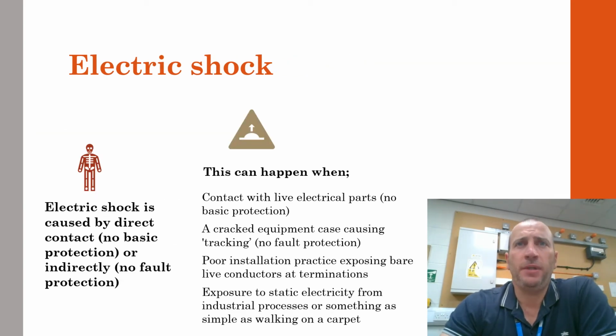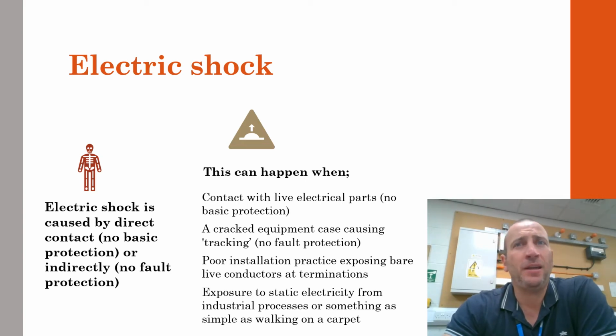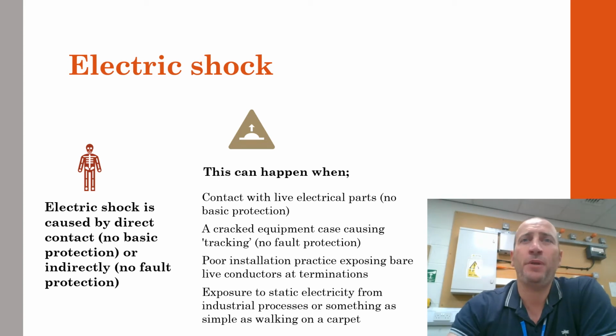Electric shock is caused by contact with live parts. This usually happens when basic protection is missing or damaged, allowing direct contact with live parts. It could also happen by indirect contact. This is when fault protection is missing or it's inadequate, exposing people to shock from parts that have become live during a fault. There are occasions when poor installation practice may expose bare live conductors at terminations, creating a hazard.